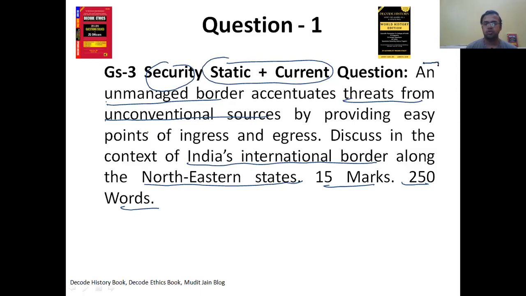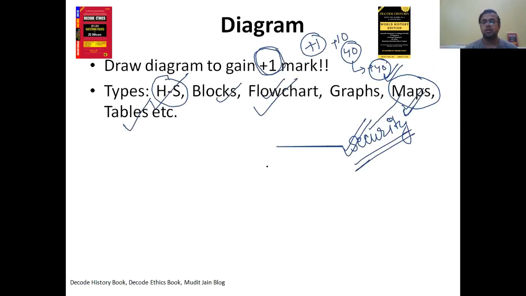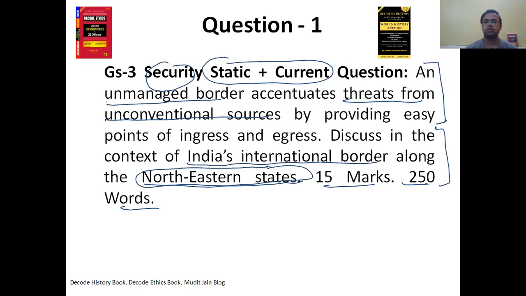In this question you have one statement and then you have to discuss this statement in context of India's international border along the northeastern region only. So as soon as you see this question, this should click in your mind that you can draw a map in this question, because you can simply draw northeastern region. But then as you will find in my answer, I haven't drawn a map. So it is about training your mind more than anything else.